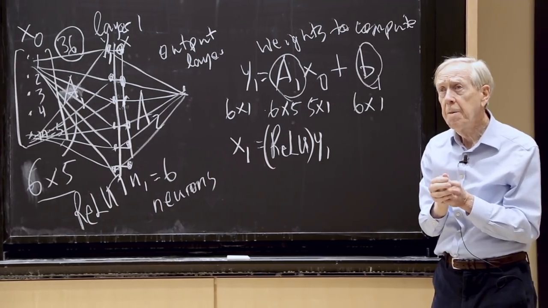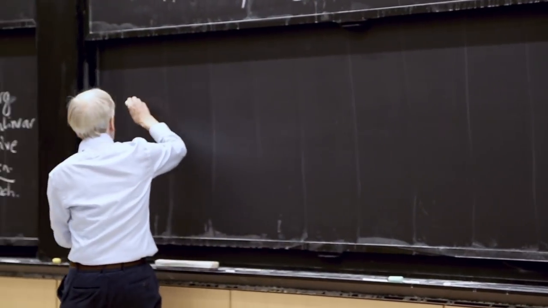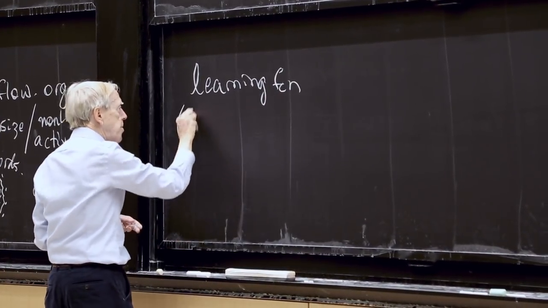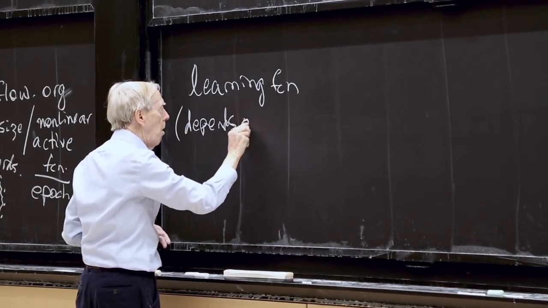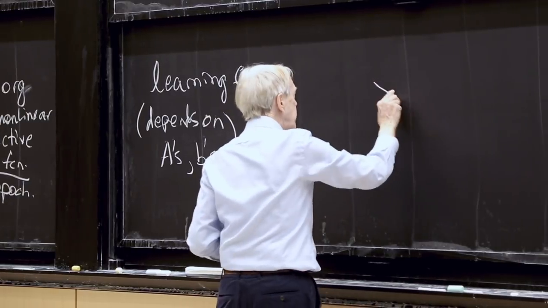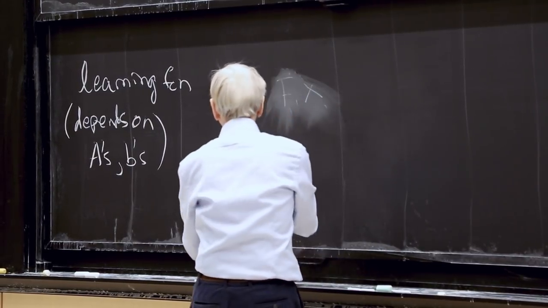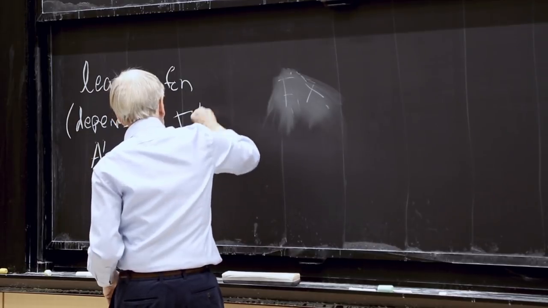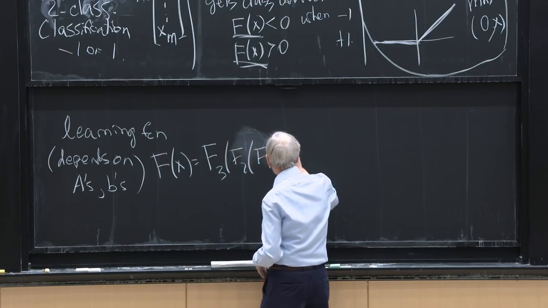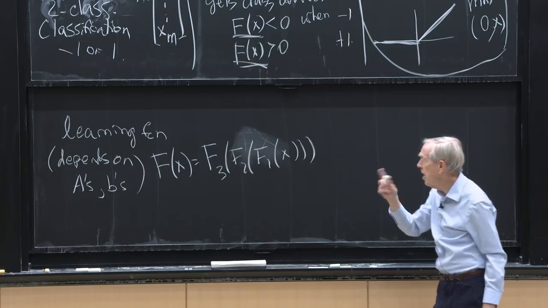So do you see that the function, how do I describe now the function f of x? So the learning function, which depends on the weights, on the A's and B's, is, so I start with an X, I apply F1 to it. Yeah, let me do this. F of X is going to be F3, let's say, of F2, of F1, of X. 1, 2, 3, parentheses, right? Okay, so it's a chain, you could say.